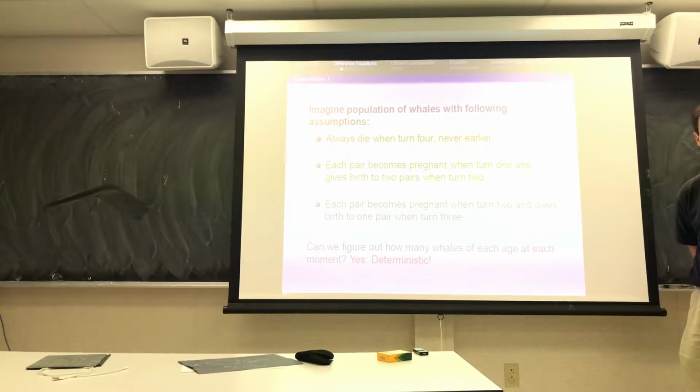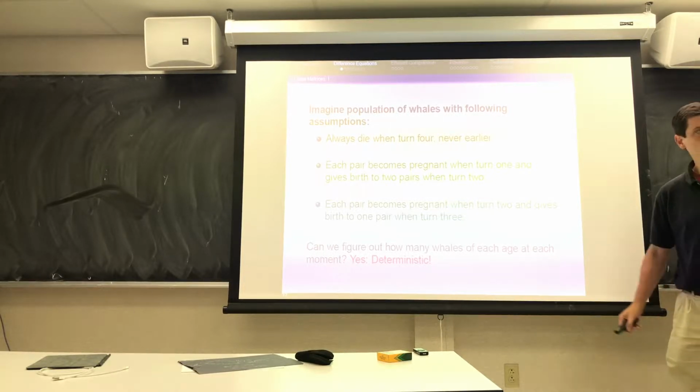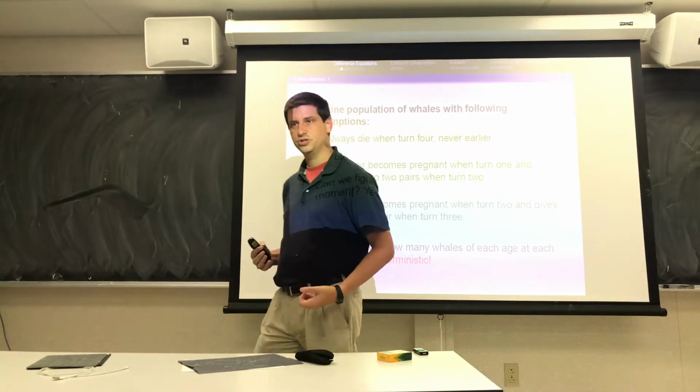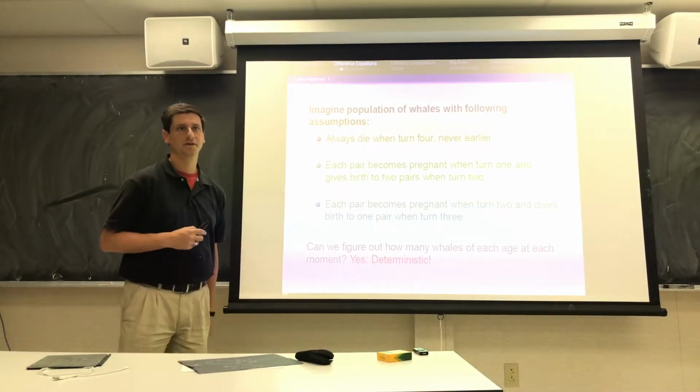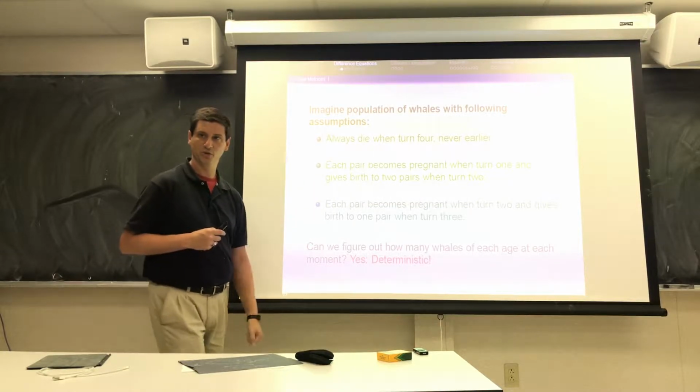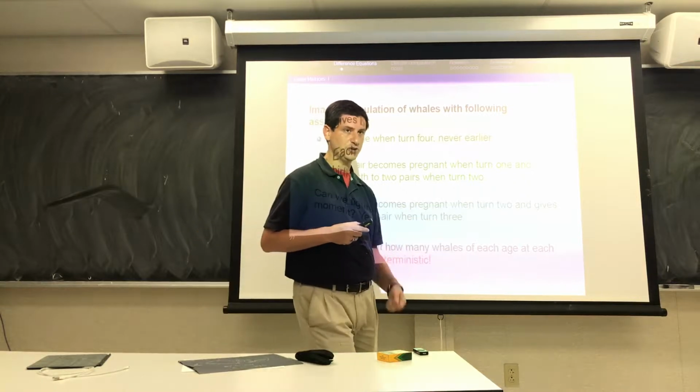So the answer is yes. It's completely deterministic. I tell you, if a wheel exists, the wheel will give birth to so many wheels when it's 1, so many wheels when it's 2, so many wheels when it's 3, and then it will die. One of the years it'll give birth to none, one of the years it'll give birth to 1, one of the years it'll give birth to 2. You can just go through and, similar to the Fibonacci, solve this.